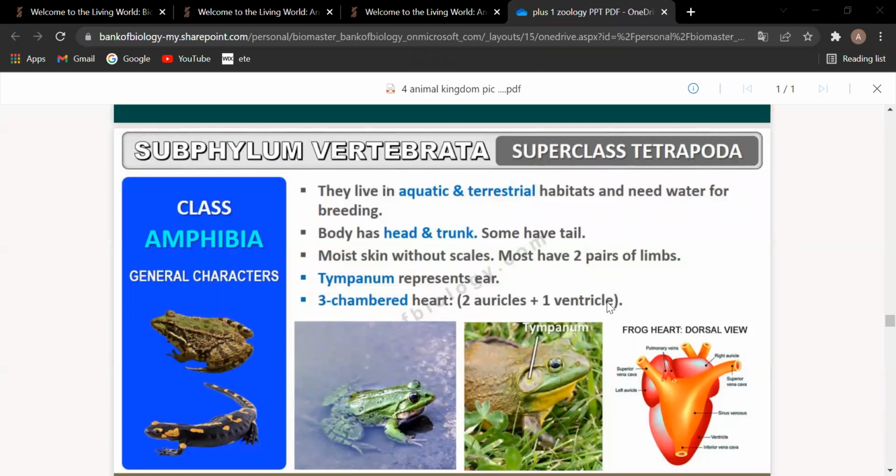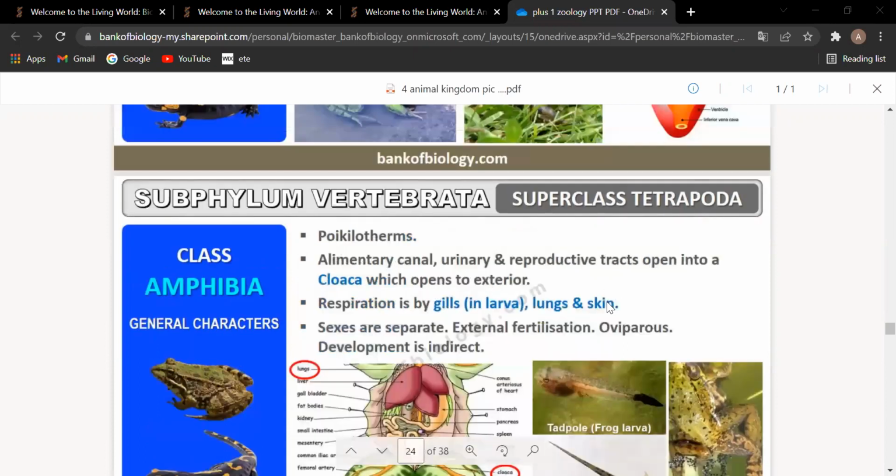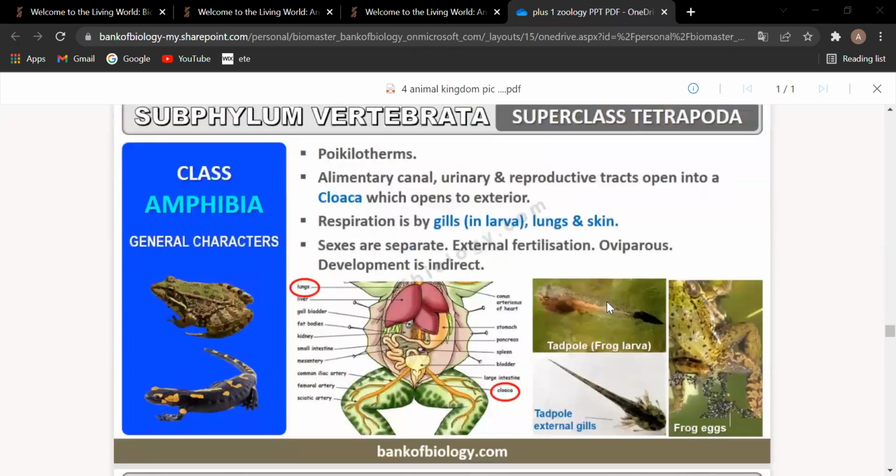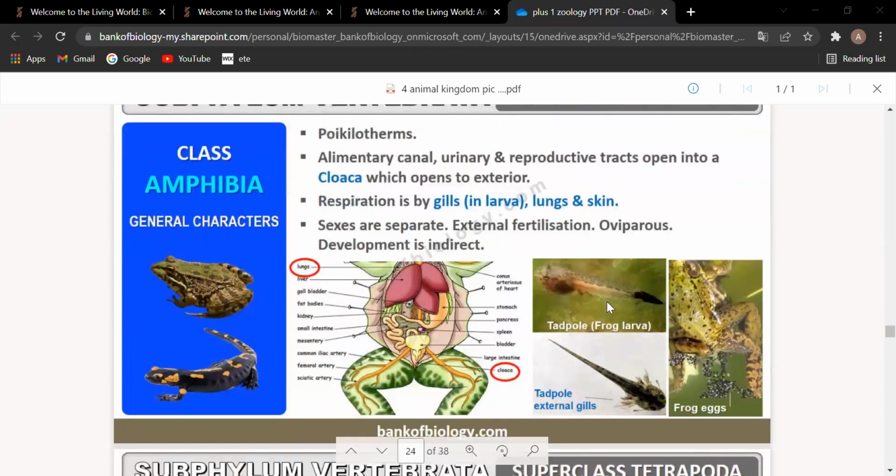Three-chambered heart, 2 auricles and 1 ventricle. Correct? They are poikilotherms, cold-blooded. Alimentary canal, urinary tract, reproductive tract open into cloaca, which opens to the exterior. So the cloaca is a common opening wherein the alimentary canal, urinary canal, and the reproductive canal all merge together and open. That opening is called cloaca. Respiration is by gills in larvae, lungs, and skin. Sexes are separate. External fertilization, oviparous.